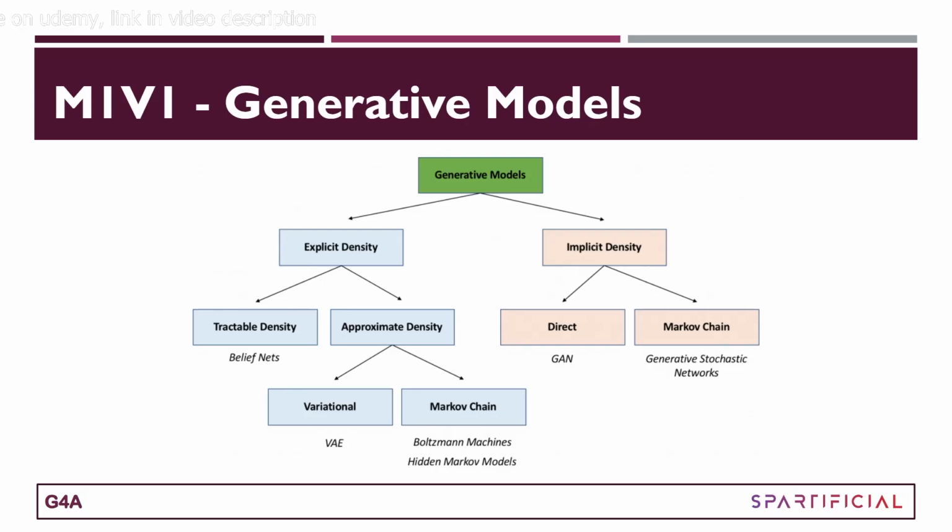Okay. And then in the explicit density, it is again categorized into two different things, tractable density and the approximate density. And then for the approximate density, we are having the respective categories with examples. Now, my main aim over here is to not explain you about all these examples because all of these are different generative models. I am going to focus on the main terms, the main keywords.